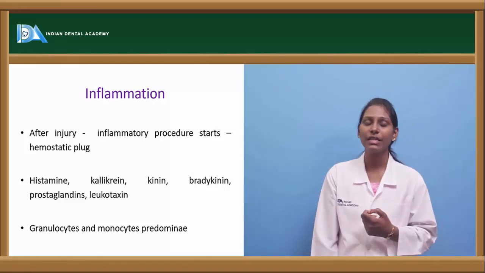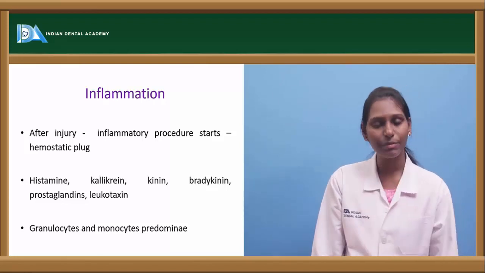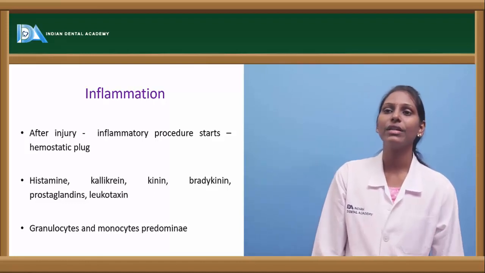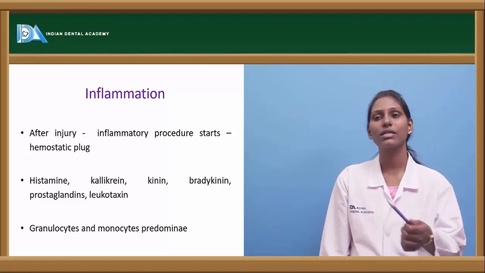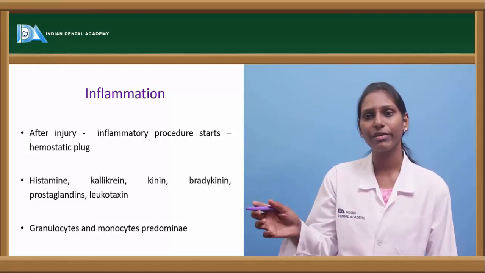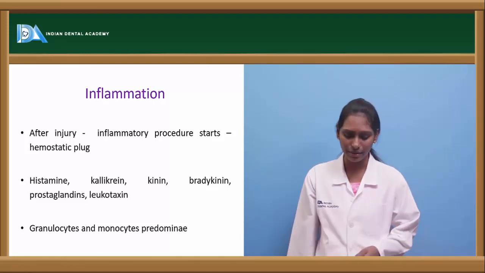Along with this, we see various other chemical mediators. That is, a chemically mediated amplification cascade happens with the help of histamine, kallikrein, kinin, bradykinin, prostaglandins and leukotaxin. In this whole phase of inflammation, in the initial stages, we can see granulocytes and monocytes predominating.